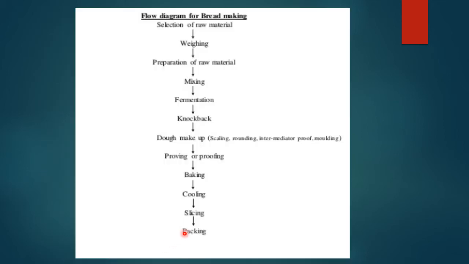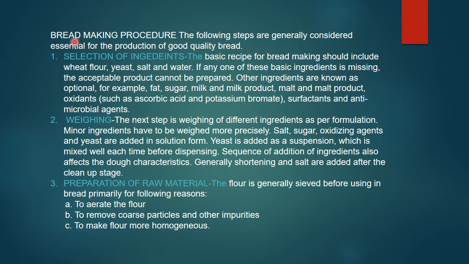Next, I'm going to show this flow diagram of bread making. First, selecting raw materials, then weighing of the raw materials, preparation of raw materials, mixing, fermentation, knockback, dough makeup, proving, baking, cooling, slicing, packing. So I'm discussing the selection of raw materials and how I'm making bread.